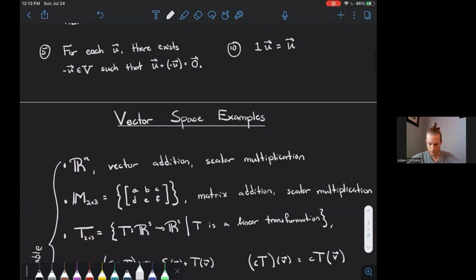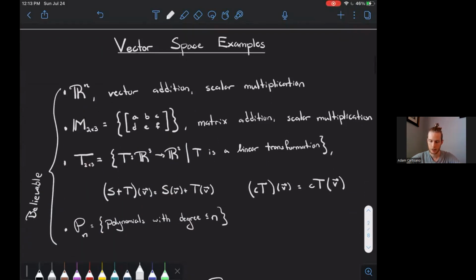So now, let's take a look at some examples of vector spaces. This is going to be the main point of our lecture. You're going to see some examples of things that are vector spaces that are believable, but also some things that obey all of the theory that we've talked about so far, but you would not have suspected it. Those will be later on.